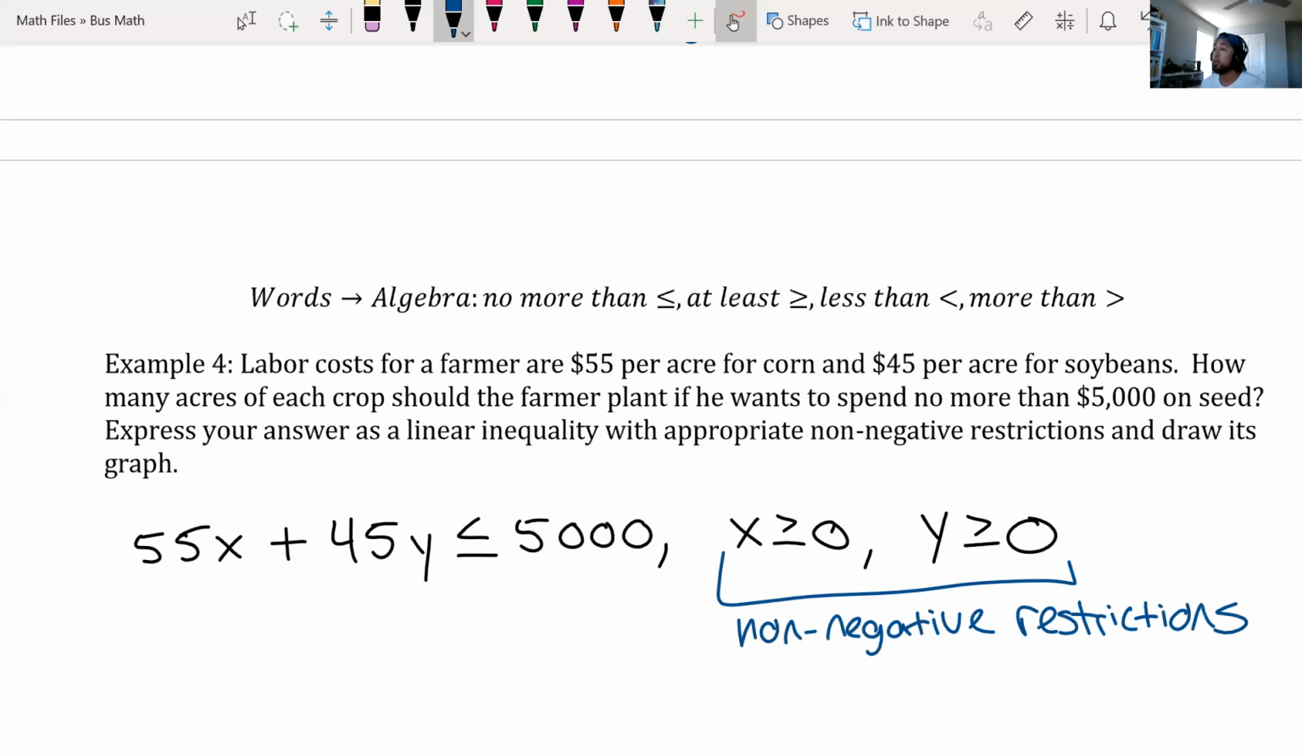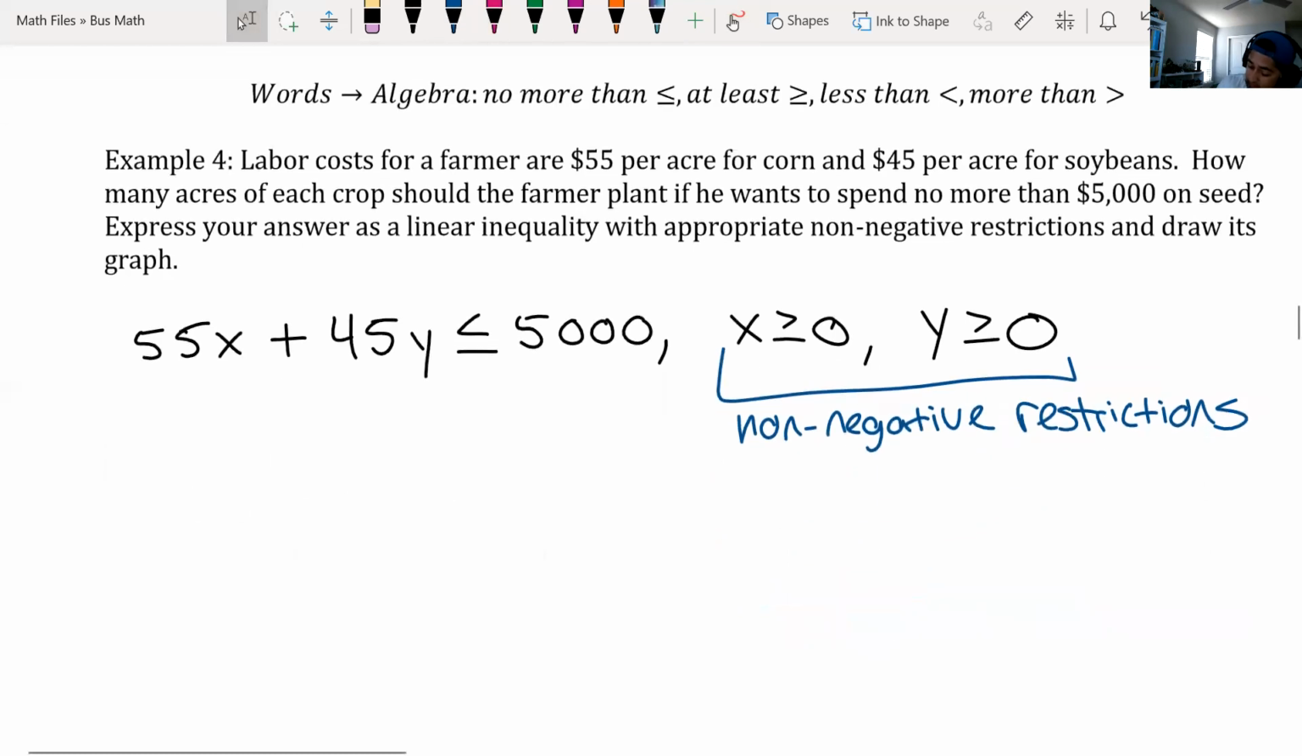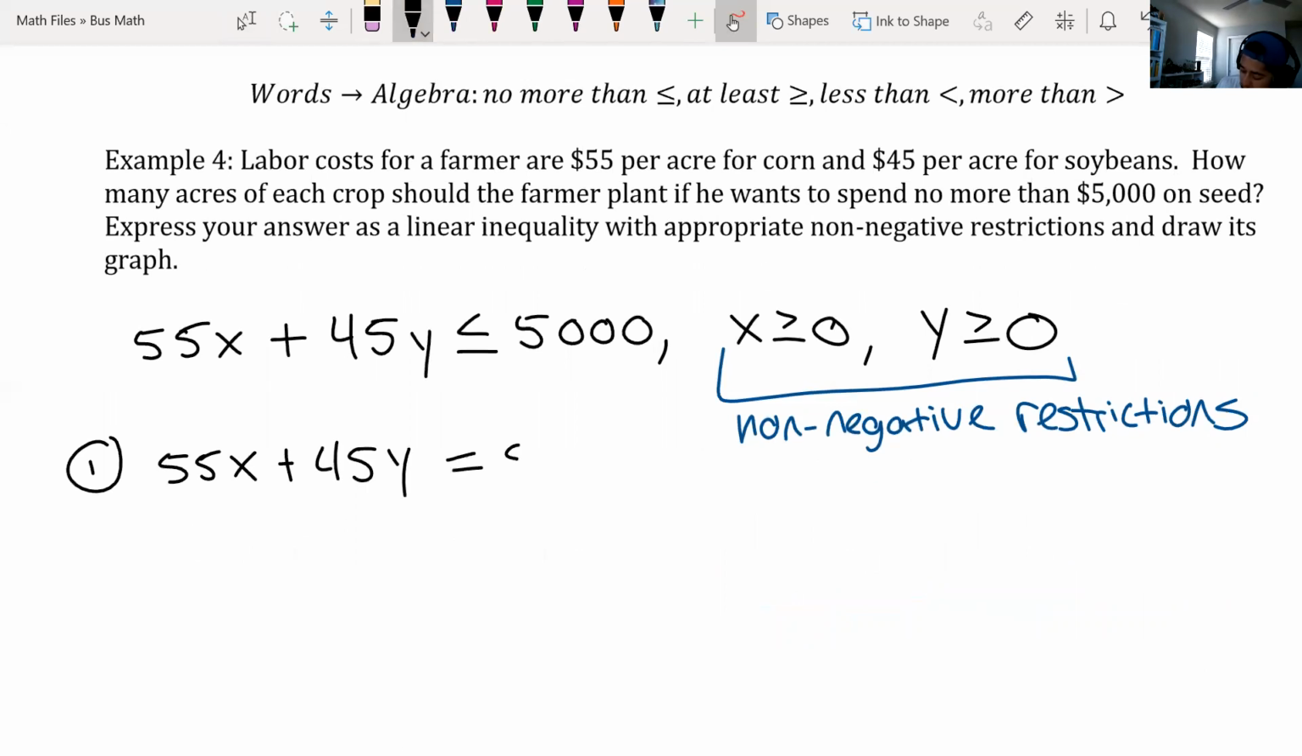Okay, so all we have to do now is solve our linear inequality by finding the X and Y intercept and graphing it and picking a test point, of course. So go through this. Actually, I'll say 1. We're going to change this to 55X plus 45Y equal to 5,000.